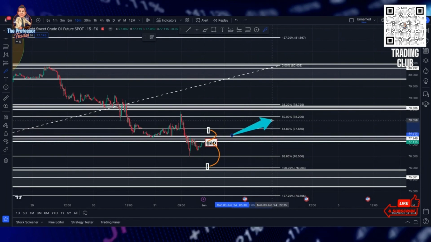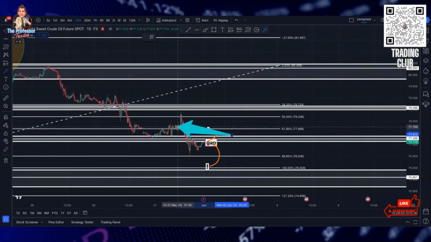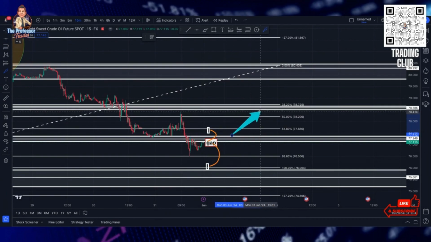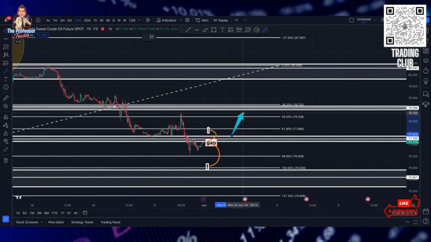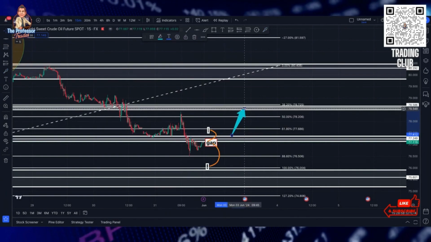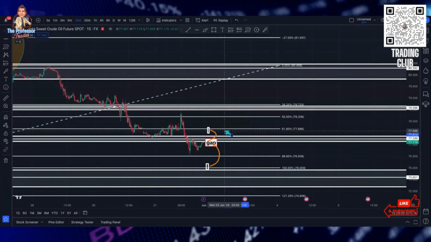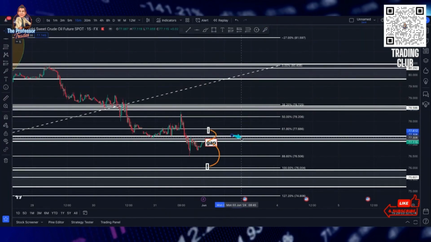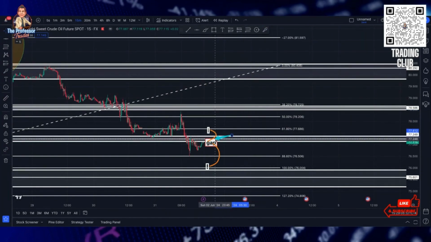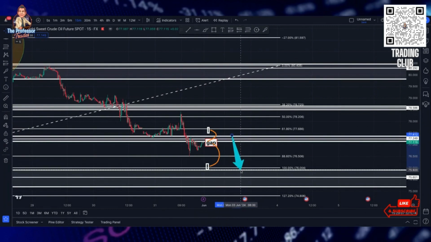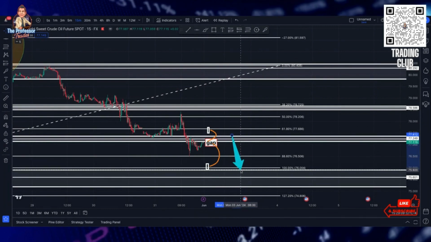Remember that every Fibonacci level also works as support and resistance, but on a bigger time frame. We would expect price to go back up to 78.50 once we can close above 77.30. And if this rejects again, then we're anticipating price to come back down to at least $76 on this particular chart.